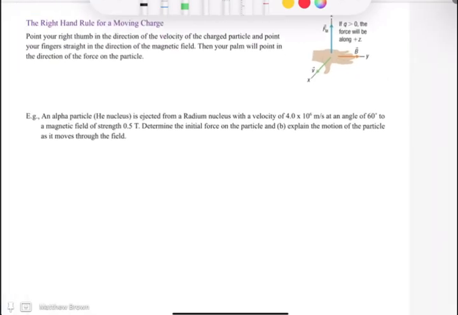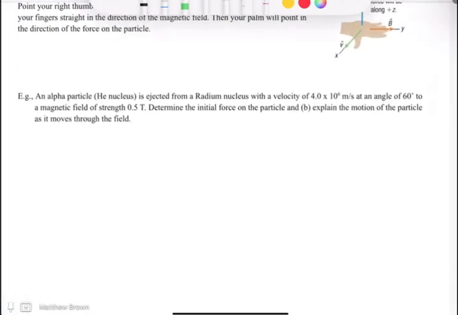Okay. So let me look at an example. An alpha particle, I think we've seen these before, that's just a helium nucleus, 2 protons, 2 neutrons, is ejected from a radium nucleus with a velocity of 4 times 10 to the 6 meters per second at an angle of 60 degrees to a magnetic field of strength 0.5 Tesla. Determine the initial force on the particle and explain the motion of the particle as it moves through the magnetic field. Okay.